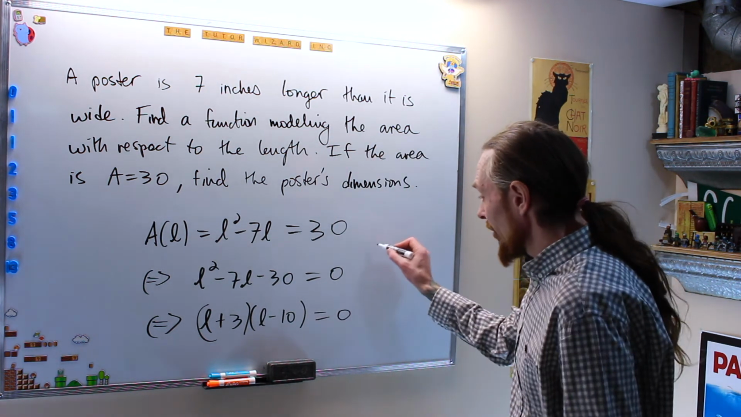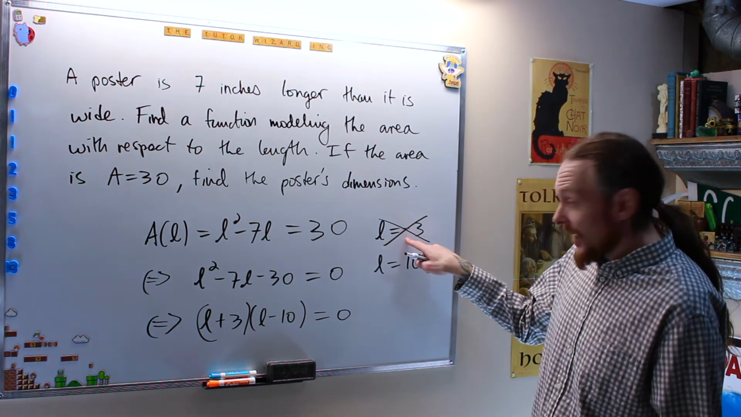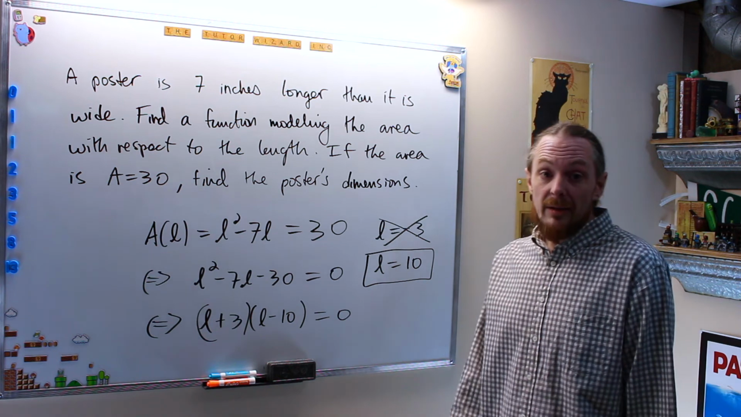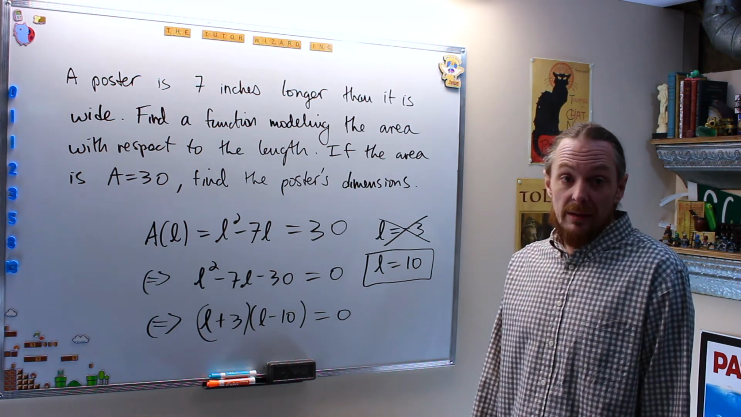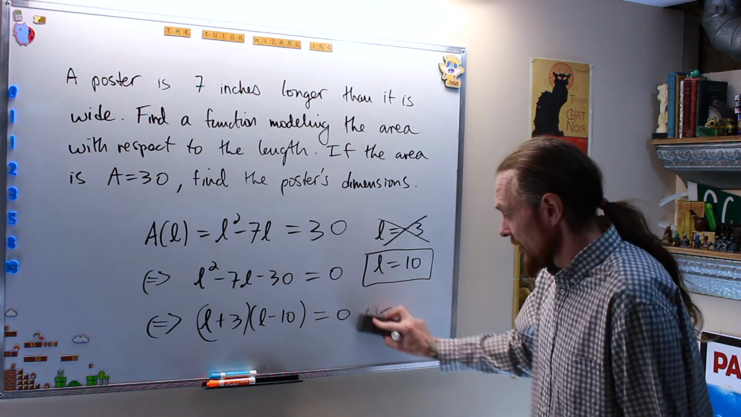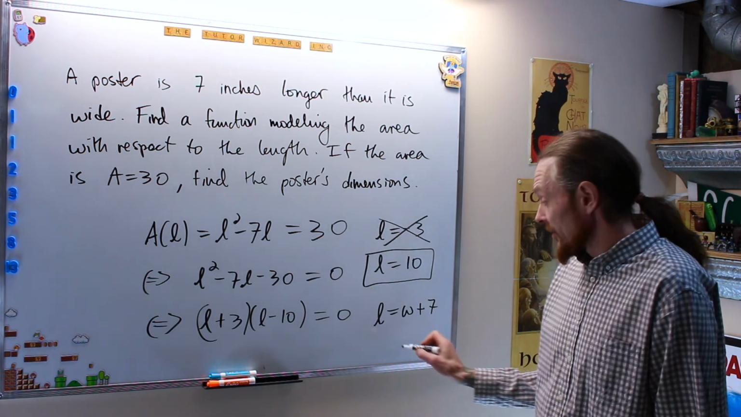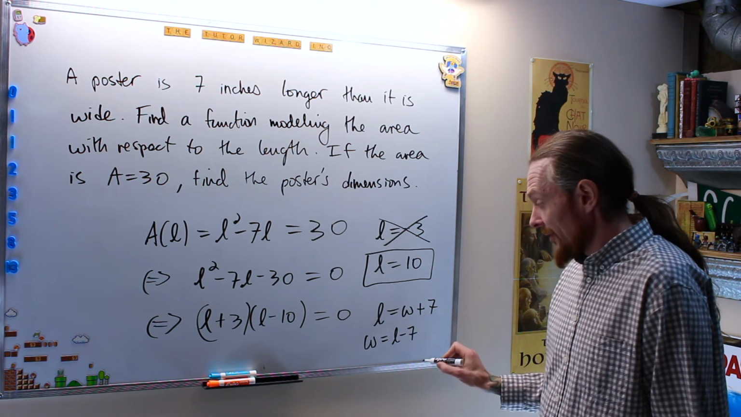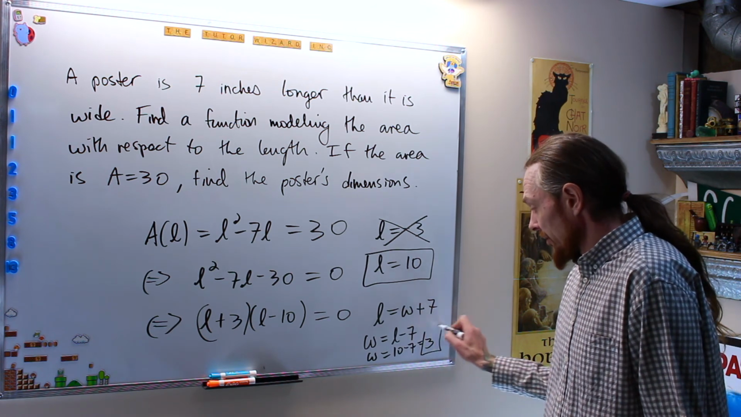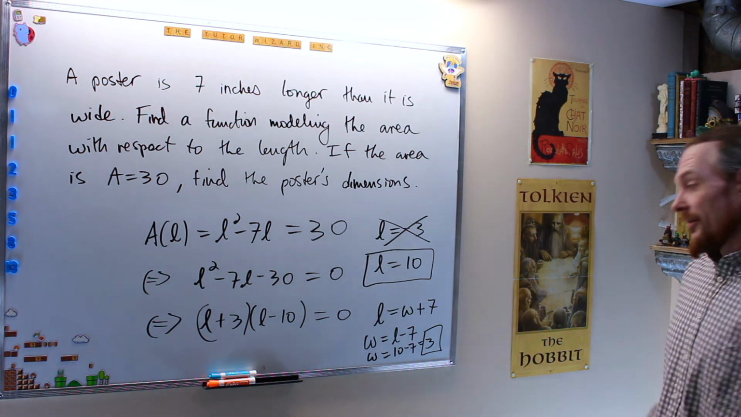Now what do I do with that? What does that tell me? That says the length is either equal to negative 3 or the length is equal to positive 10. We can get rid of the negative 3 because we can't have a length which is negative. But what that's going to say is the length is 10 units long. And what does that say about the width? What was our width? Our original equation was the length was the width plus 7. So the width is the length minus 7. So the width is 10 minus 7, which is 3. So 3 inches by 10 inches. It's some skinny poster. It's not our poster. Close enough though.